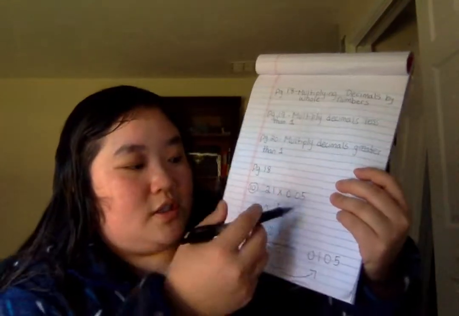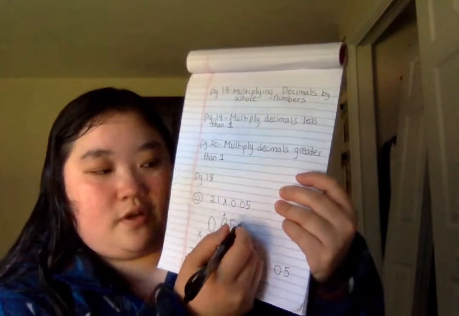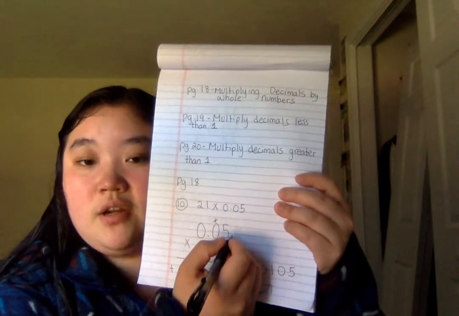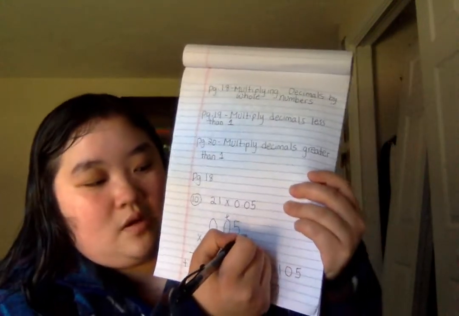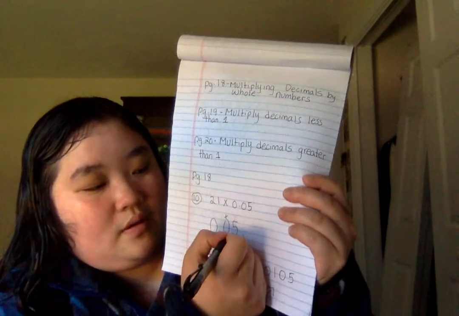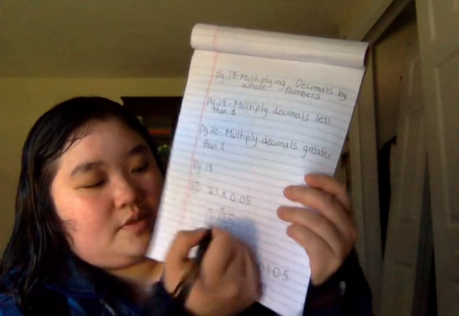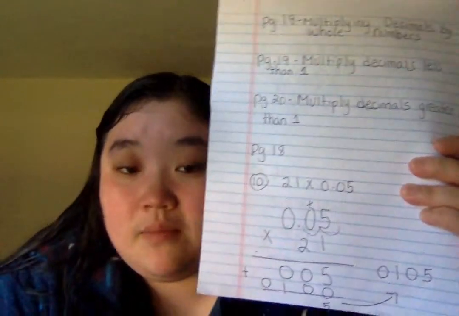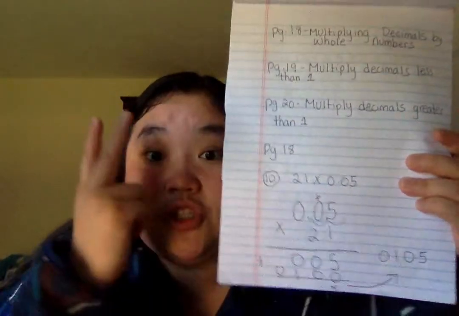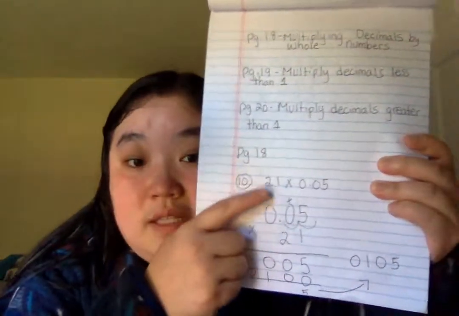You're going to start at 0.05. You're going to start at the 5, right? And you're going to count, and what I mean by hops is this. There's 1 hop, 2 hops. So that means that there's 2 hops to get to that decimal in 0.05.